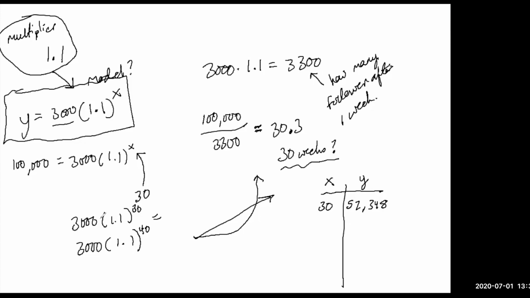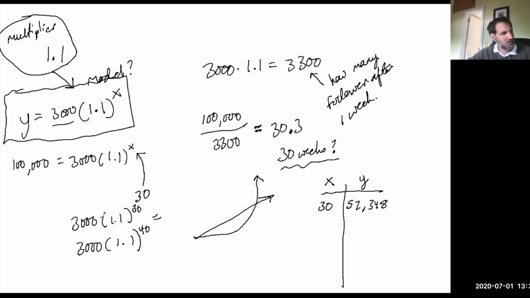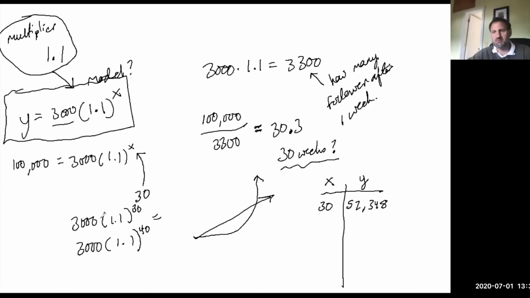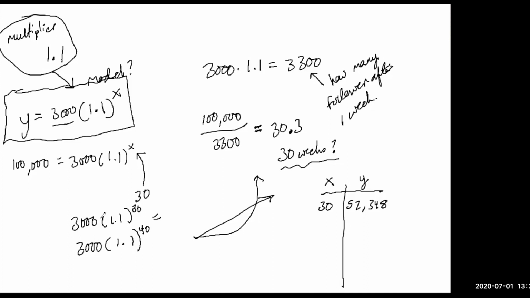Somebody came up with something? 36 weeks. That's very close. 36 puts you a little bit under, and 37 would be the first one that puts you over. So if you're looking for 100,000 followers, you've got to wait at least into 37 weeks. So it would be 37, even though it is over 100,000.